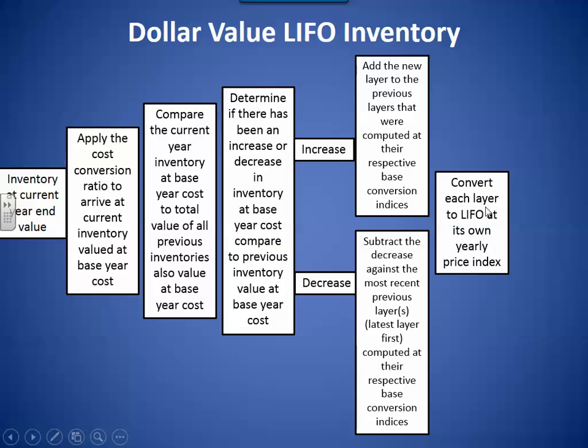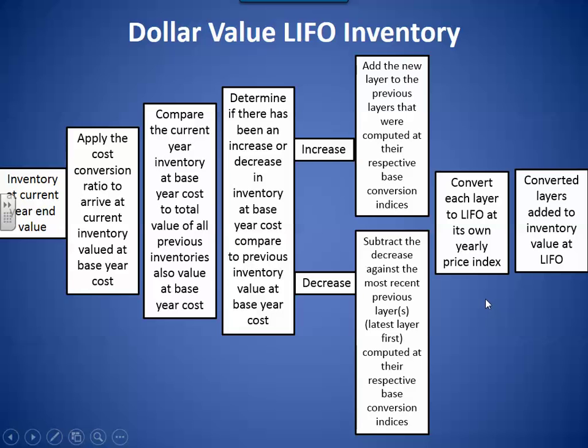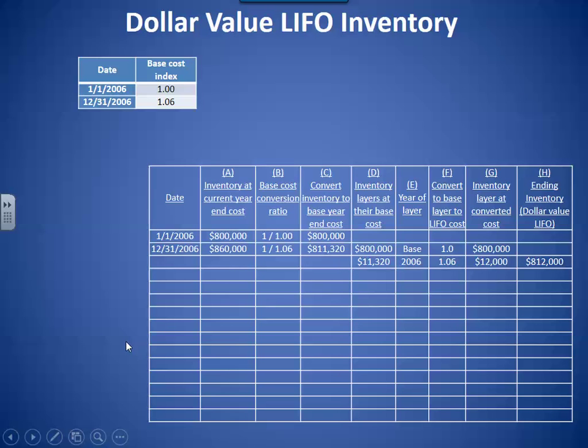So what we need to do then is convert each of those base year layers back to the current years using the price indices. So we basically convert each layer to LIFO at its own yearly price index. And then the converted layers are added to inventory value at LIFO. Now, I know this probably doesn't make a ton of sense because it's nothing but words. We're going to go through several different applications of dollar value LIFO calculations, and hopefully it'll become much clearer.